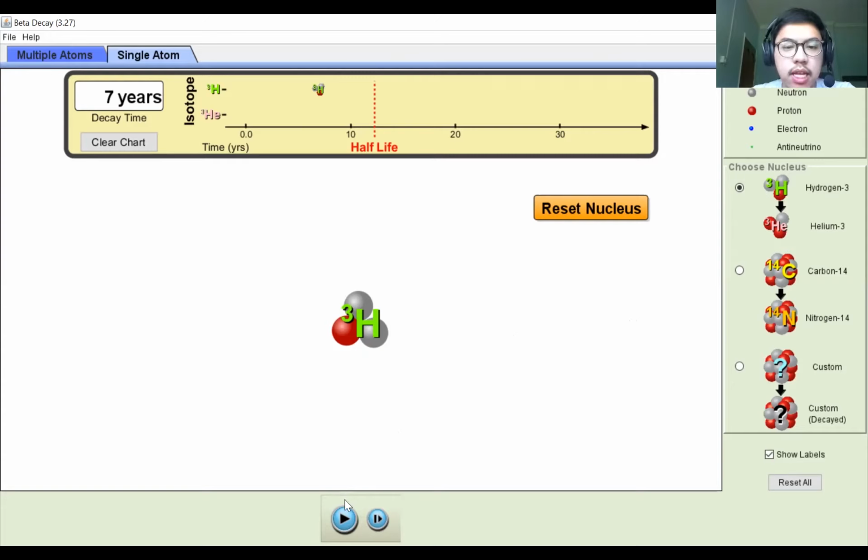Okay, so let's play and see what happens. Bear in mind, the red is proton, and the gray is neutron. Okay, so it decayed, right? It becomes helium. Now, as you can see, before we had 2 gray particles, those are the neutrons. And then what happened is one of the neutrons became a proton. It then becomes red, and it gives up this blue ball here.